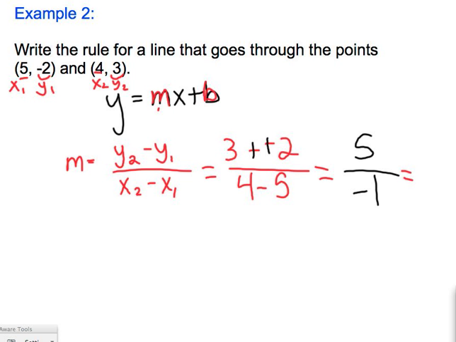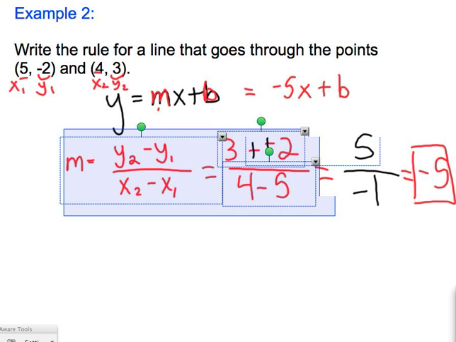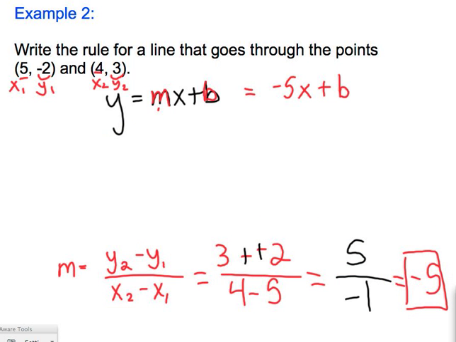Let's see what I get. On the top, it looks like 3 minus negative 2 is the same as 3 plus positive 2. So I'm going to write 5 on top. And then 4 minus 5 is a negative 1. So I'm going to simplify this further, because 5 divided by negative 1 is just negative 5. So this is my slope. I use my slope formula. So once again, I'm halfway to my rule. I know the rule has to be negative 5x plus some number b.